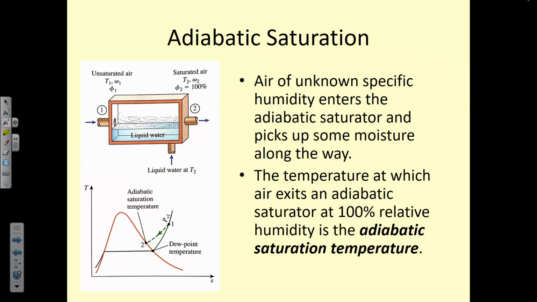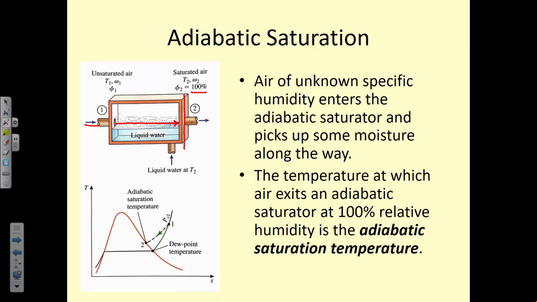Okay, adiabatic saturation. This is a methodology for helping us determine relative humidity in a space. So this is called an adiabatic saturator. And basically what we do is, without adding any heat to a system, we're blowing air through this channel. And by so doing, because of the motion and because of convective forces, some of that liquid water will evaporate and will join the other water that's in the air. And if this chamber is long enough, when it exits here, it will have 100% relative humidity.